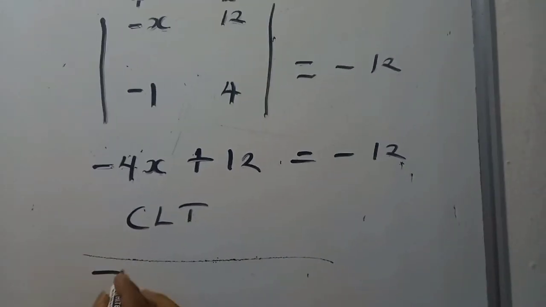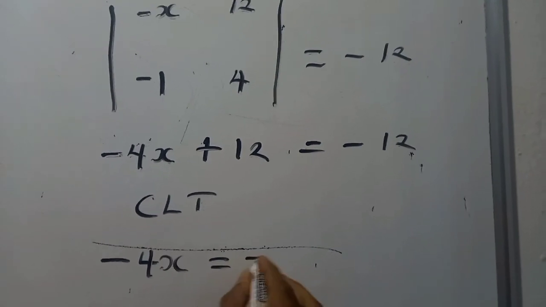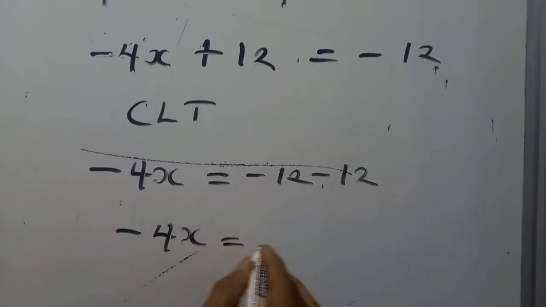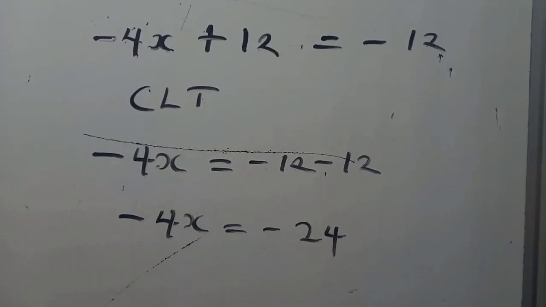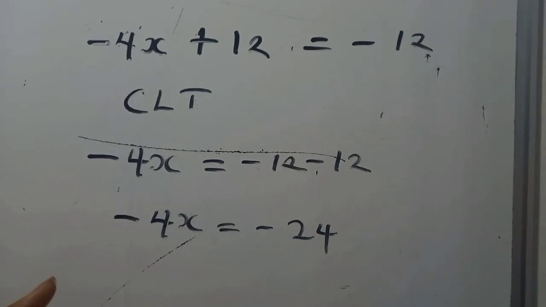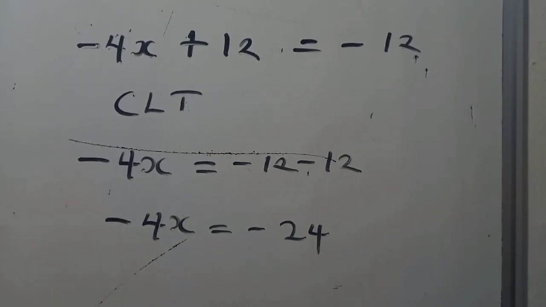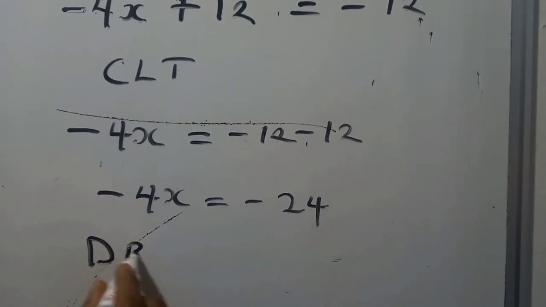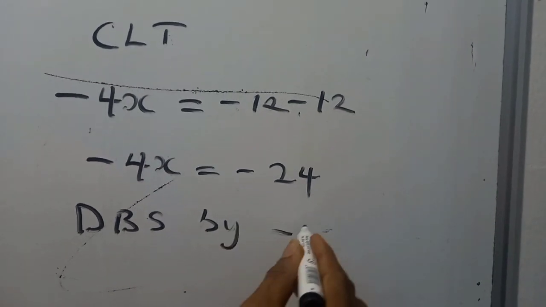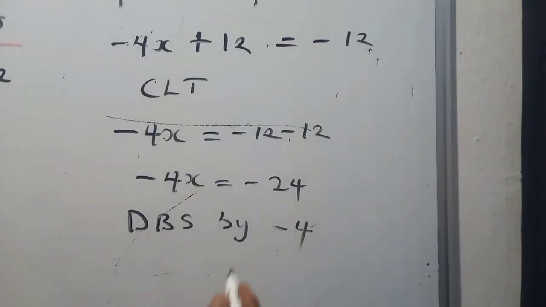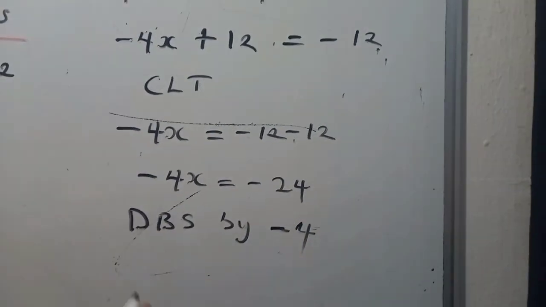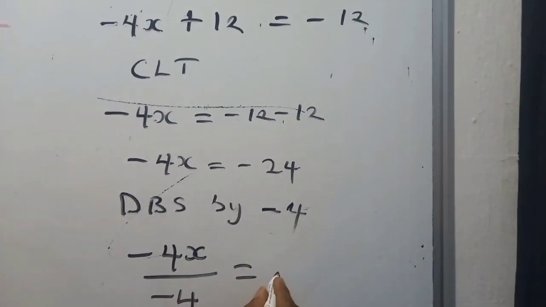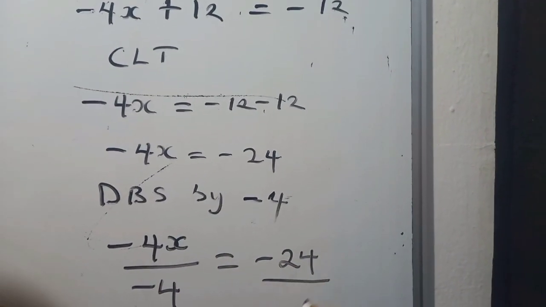Collect like terms. We have minus 4x equals to minus 12 minus 12. What do we have here? We have minus 4x equals to minus 24. The next thing to do is to divide both sides by minus 4 to find our x. So minus 4x divided by minus 4 equals to minus 24 divided by minus 4.